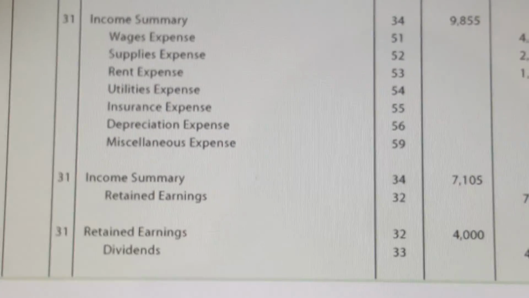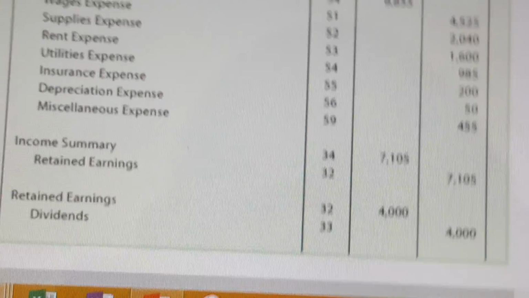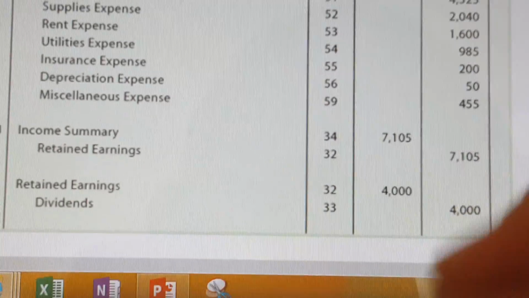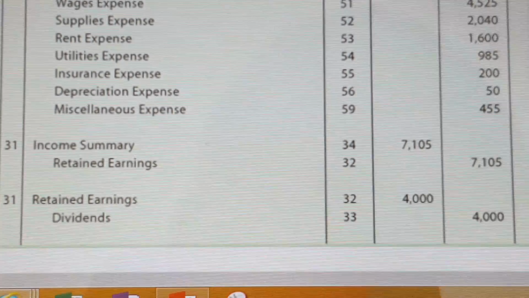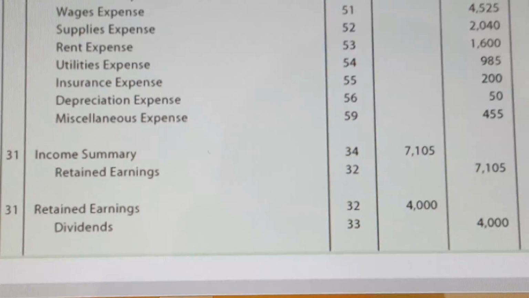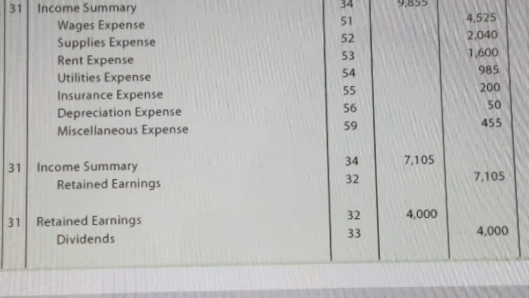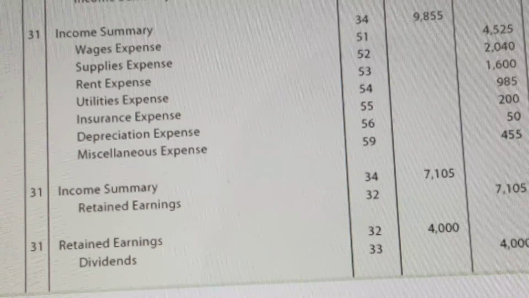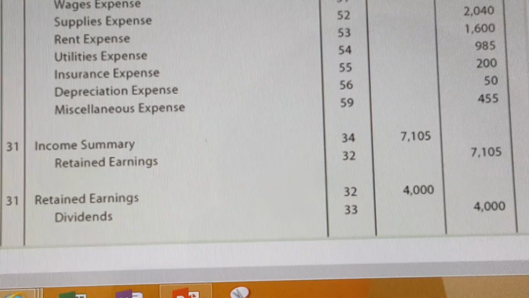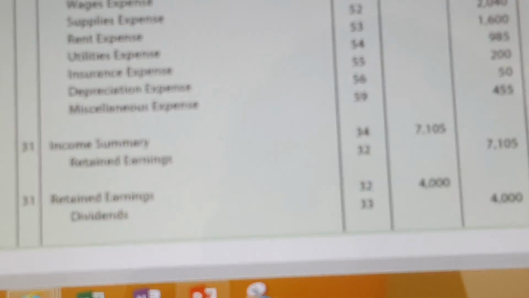Our last closing entry, we close dividends to retained earnings. Okay? Again, we close dividends to retained earnings. So dividends always decrease retained earnings. So you're going to debit retained earnings, credit dividends for the amount of the balance in the dividends account. Again, dividends is a temporary account. Retained earnings is a permanent account. So you're never going to use the balance in the retained earnings account. You're always going to use the balance in income summary and dividends in your closing entries.